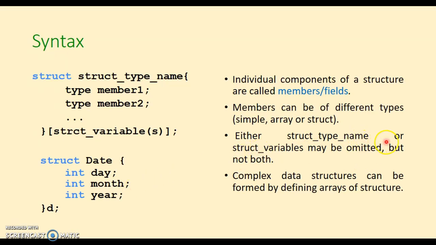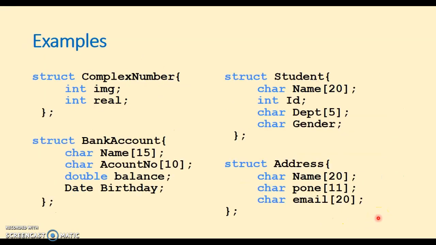Either the struct type name or the structure variables may be omitted, but not both. I already told you this. Complex data structures can be formed by defining an array of structures. Here we have different examples, such as struct complex number. This contains an imaginary part and a real part. These are logically related fields, so we can group them with struct.